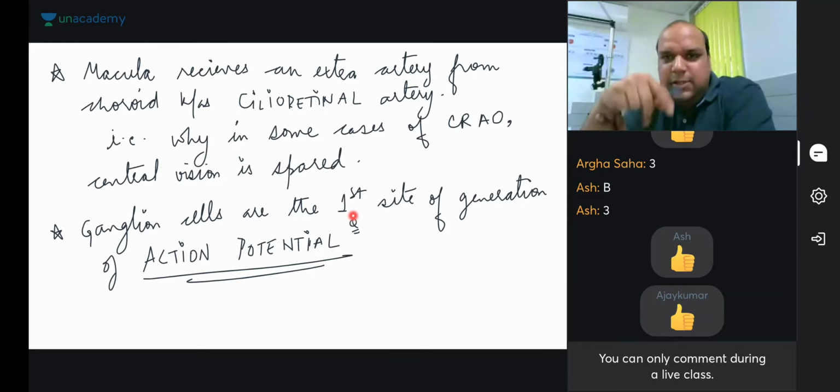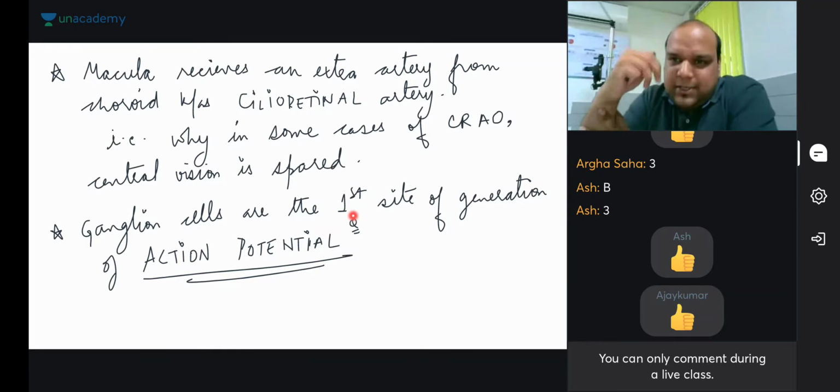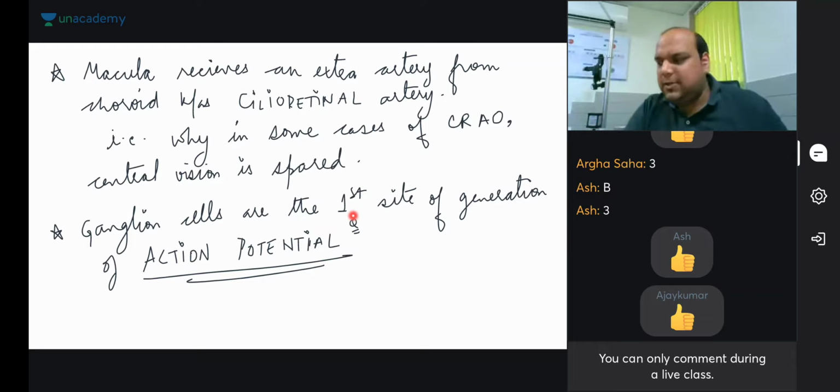So if you understand physiology, you understand the difference between action potential and graded potential. So ganglion cells are the site of action potential. Photoreceptors, bipolar cells, it is graded potential. Okay, everybody. So these are just some simple points.